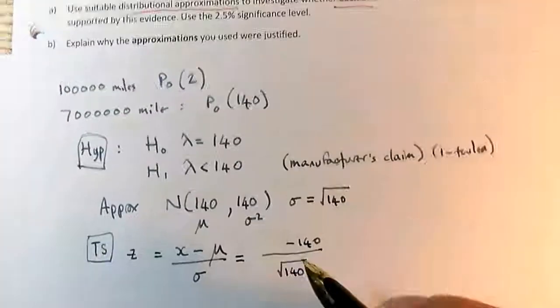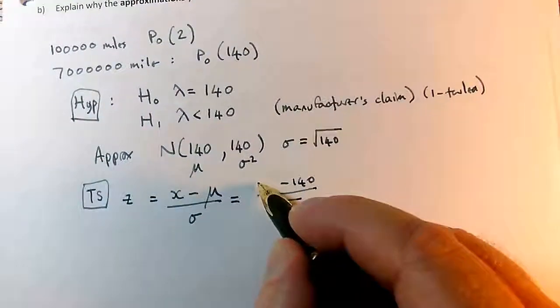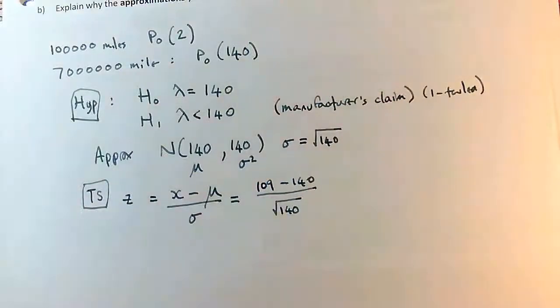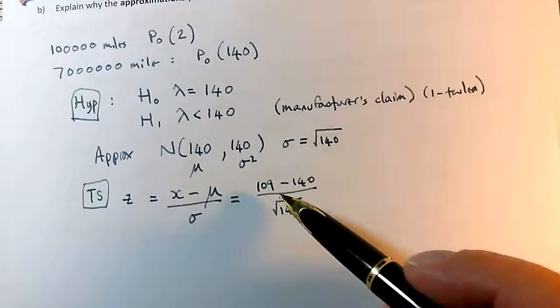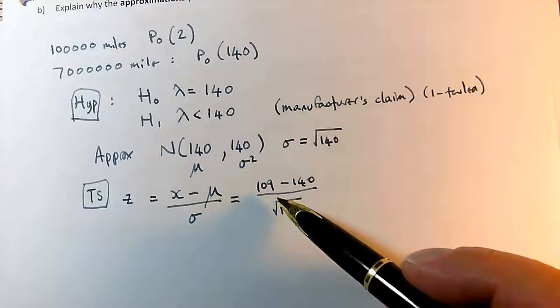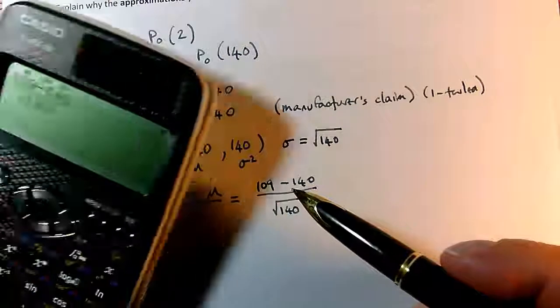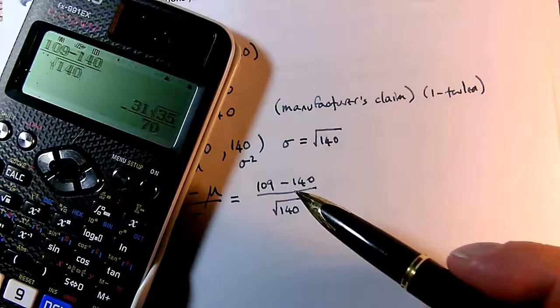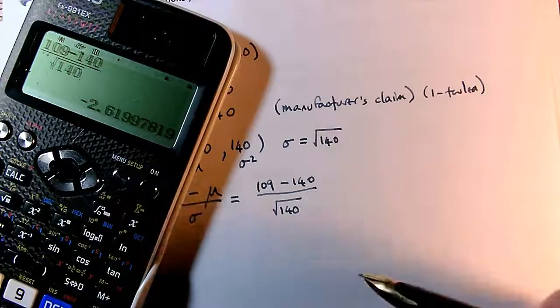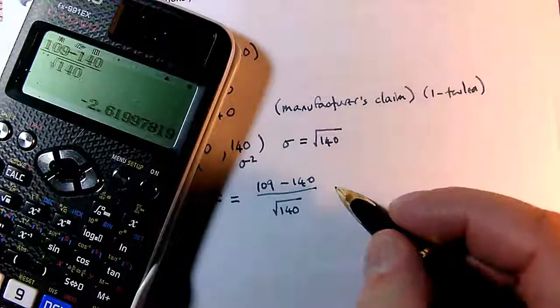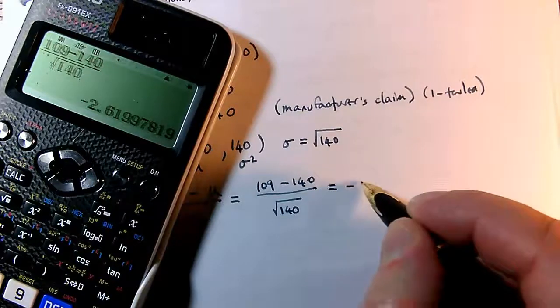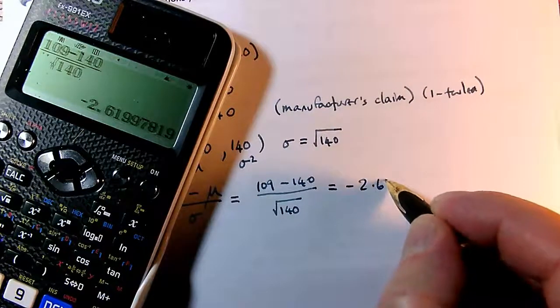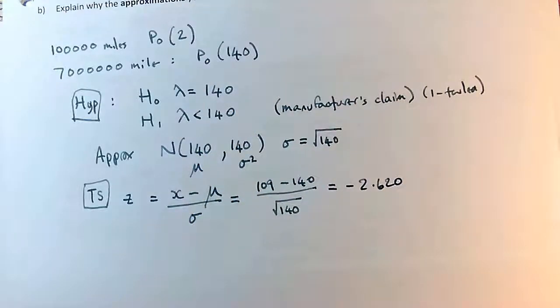So I need to put in 109 here, I need to calculate this z. Once again, I'm going to be able to get away with AQA without doing the continuity correction. So if you ever see 0.5s going on here, it's because they're doing it, but we don't have to. So 109 minus 140 over root 140 is a z of minus 2.61, or minus 2.62, minus 2.620, rounded correctly. Okay, so I've got a test statistic, great.